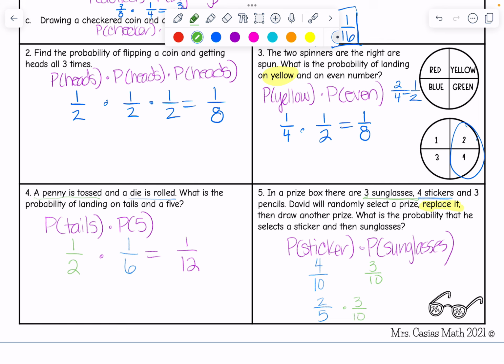Now when I look at these fractions, we could actually do some cross simplifying here. I noticed that 2 and 10 can be simplified. 2 goes into 2 once, 2 goes into 10 5 times. Then I can multiply straight across, so 1 times 3 is 3, 5 times 5 is 25, so we have a 3 out of 25 chance of that happening.